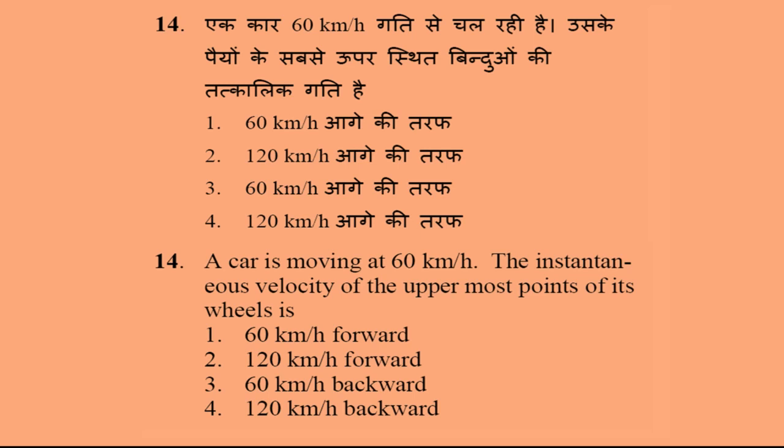Problem number 14. A car is moving at 60 km per hour. The instantaneous velocity of the uppermost point of its wheel is: option 1, 60 km per hour forward; option 2, 120 km per hour forward; option 3, 60 km per hour backward; option 4, 120 km per hour backward.